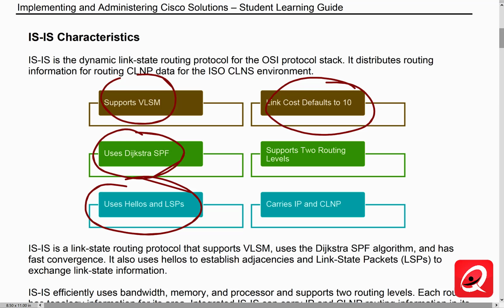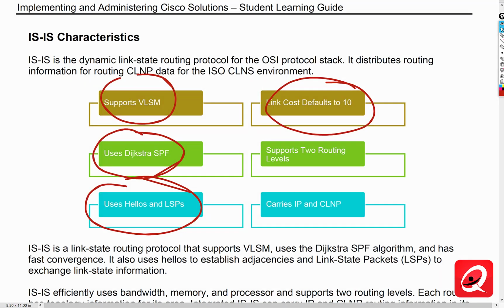But the link costs default to 10, which means that ISIS by default, unless you modify the behavior, actually operates almost like a RIP routing protocol on a hop by hop basis.